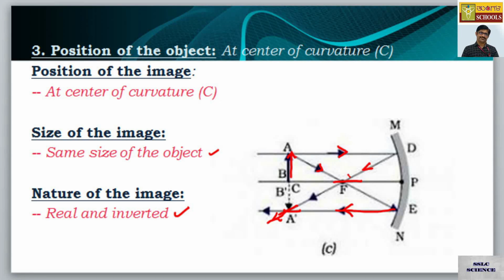I hope you are following all these points. Again, keep in mind you need to follow the tricks which are required for forming ray diagrams along with those rules. Then only you will get all these points clear.